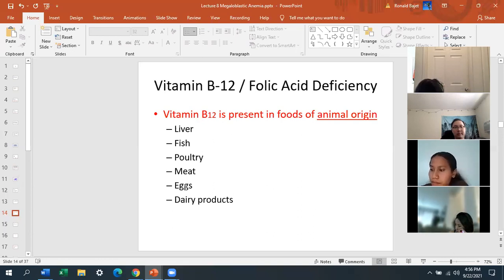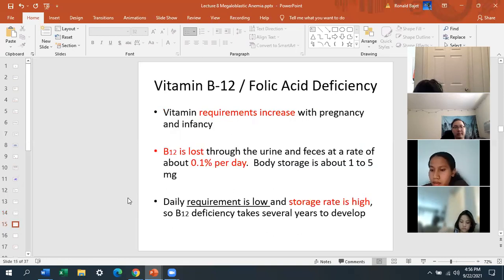I'm kind of staying away from the eggs and dairy products because this can also be present in folic acid. Folic acid can also be in here too, but primarily if it's meat or animal origin, that's where you get your vitamin B12. Vitamin requirements increase with pregnancy. If you are pregnant, then you need more vitamin B12. I guess that's why they give you the prenatal pills.